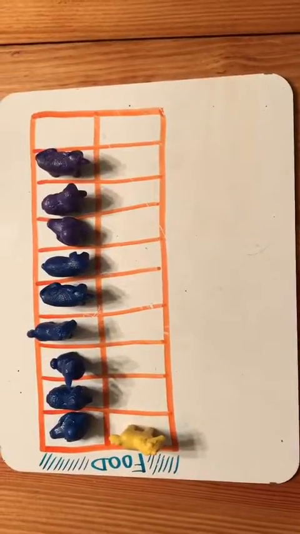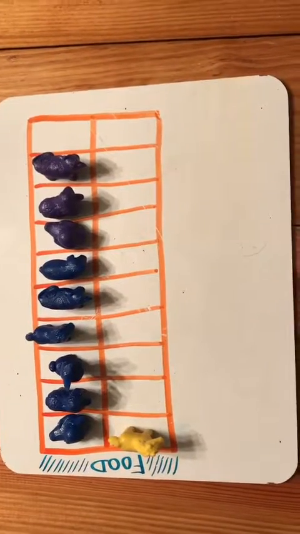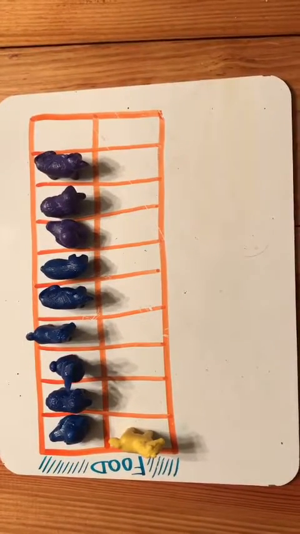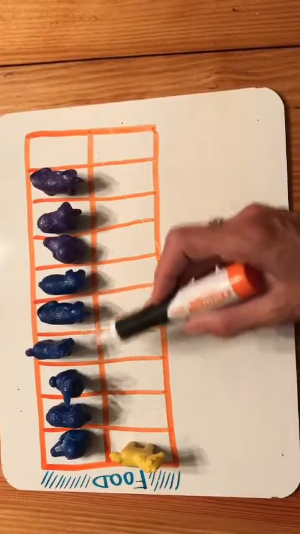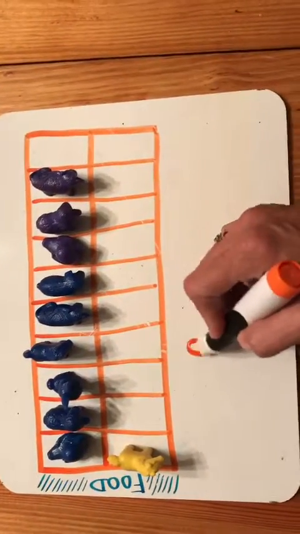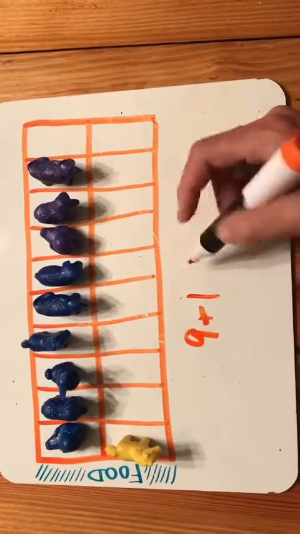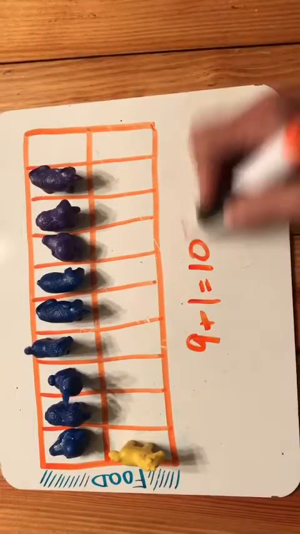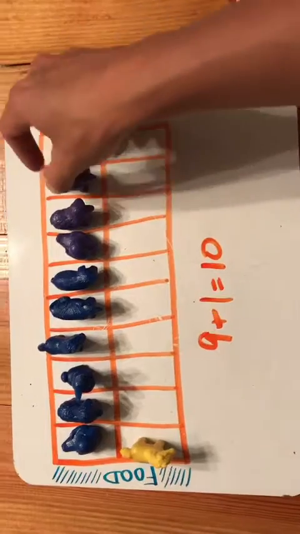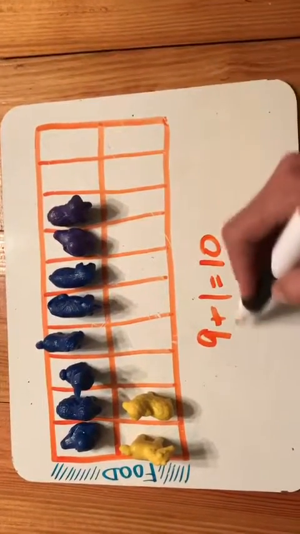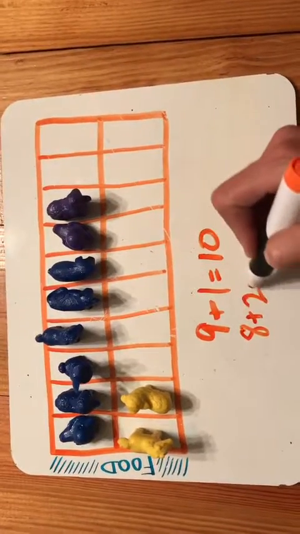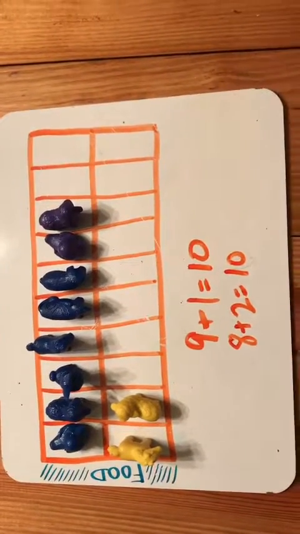In this example, we're considering that 10 guests were invited to the dinner party. And so we could make an equation for this by saying that there are 9 on the top plus 1 on the bottom for a total of 10 guests. We could also change it up and say that instead there are 8 on the top plus 2 on the bottom. 8 plus 2 equals 10.